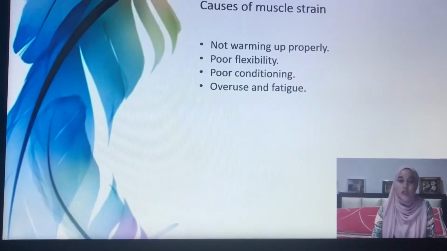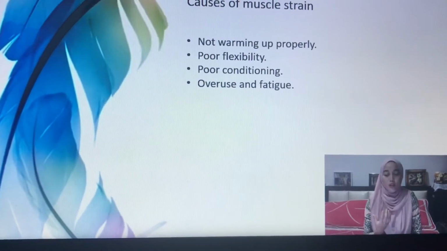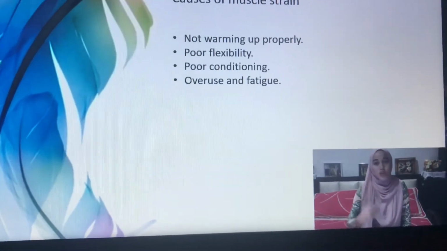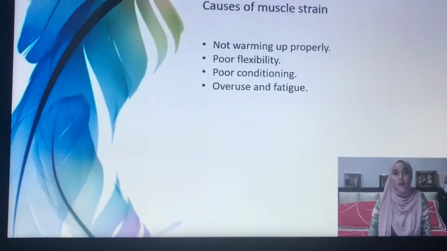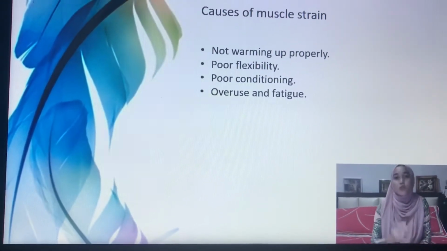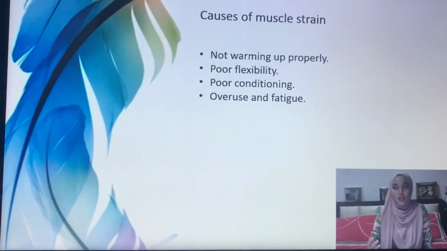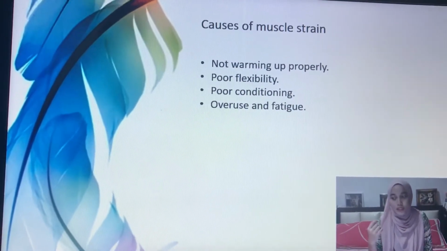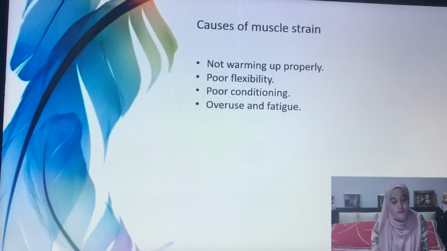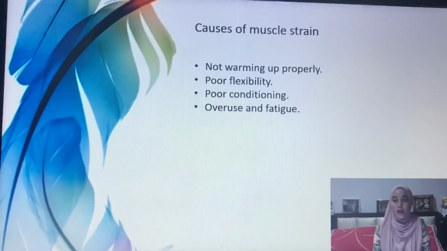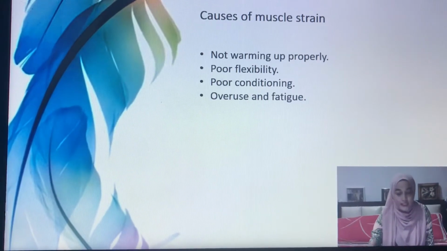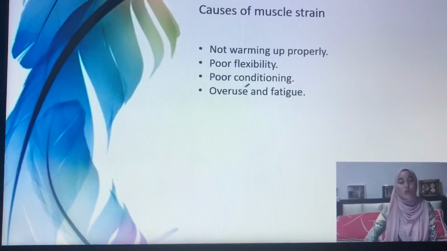And the last one is overuse and fatigue. Muscle strain can also happen because of overuse and fatigue. Overuse is when we train so hard and our muscle doesn't get enough rest. When our muscle doesn't get enough rest and we keep using it, it can cause muscle strain. Sorry, overuse and fatigue means our muscle is fatigued. When we overuse our muscle and our body is getting fatigued, our body can easily get muscle strain.